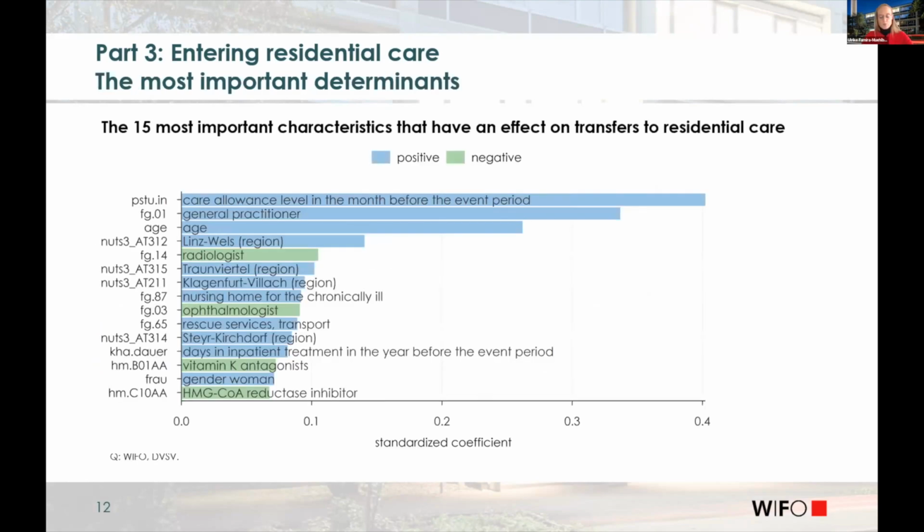And here you see the most important characteristics that have an effect on transfers to residential care. Most important is the long-term care allowance level in the month before the event, followed by appointments with a GP, and third, age. Here we also see that in some regions it is more likely to move to residential care than in other regions, with the same health characteristics.